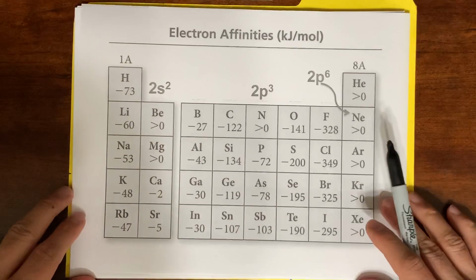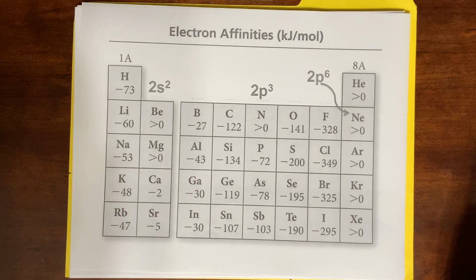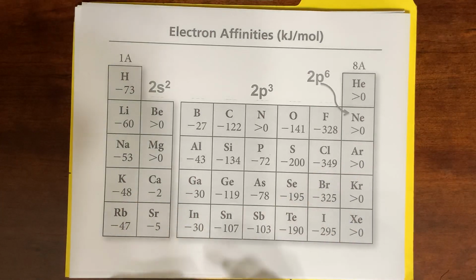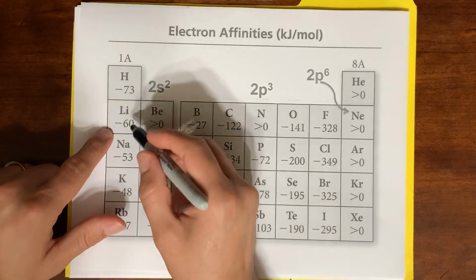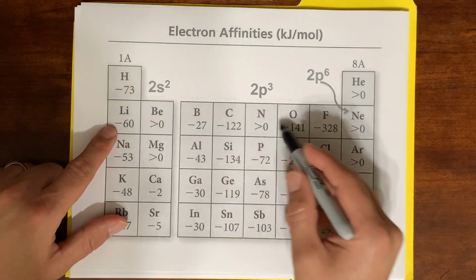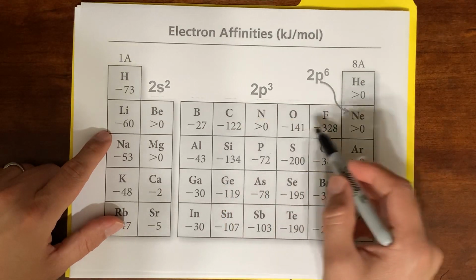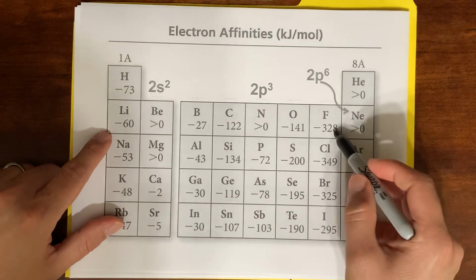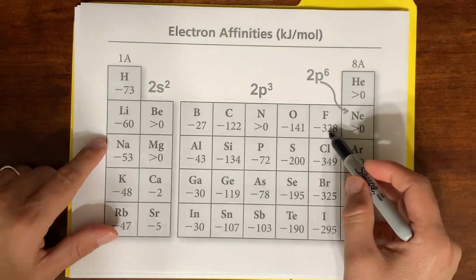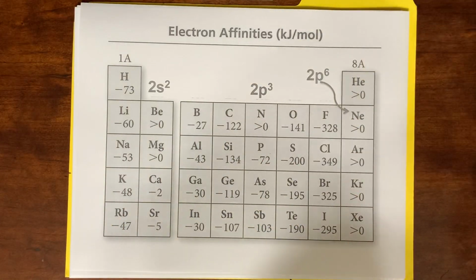Here, as we go to the right side of the periodic table, electron affinity goes up. We start with -60, and here you see it says -27, and then 122, 141, and that one is again getting bigger. Then we reach 0. I will talk about those zeros. Why do we get 0?